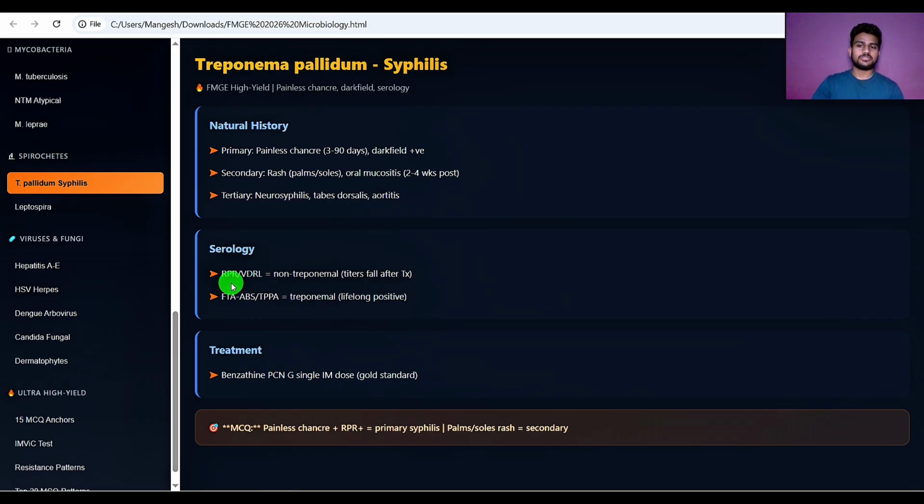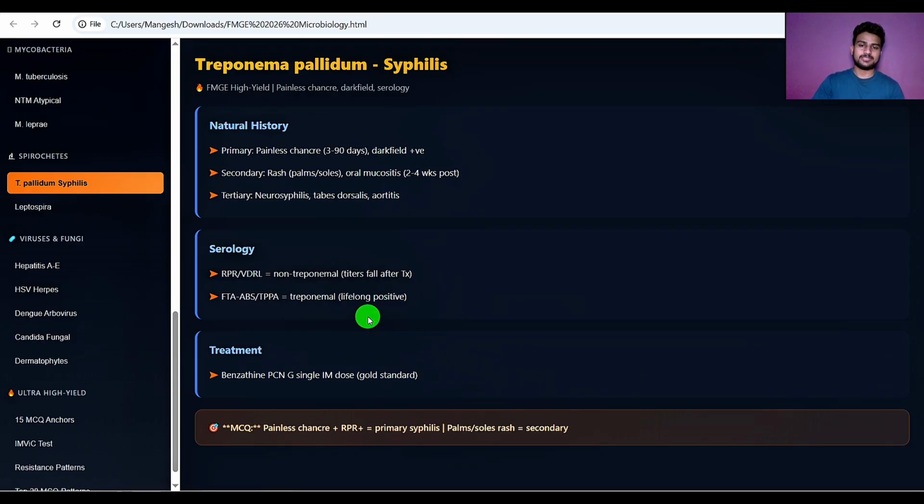For serology, we do RPR and VDRL, venereal diseases research laboratory testing, and then we match the values and see if it falls under that category. We also use the FTA-ABS assay, a fluorescent treponemal antibody absorption assay.